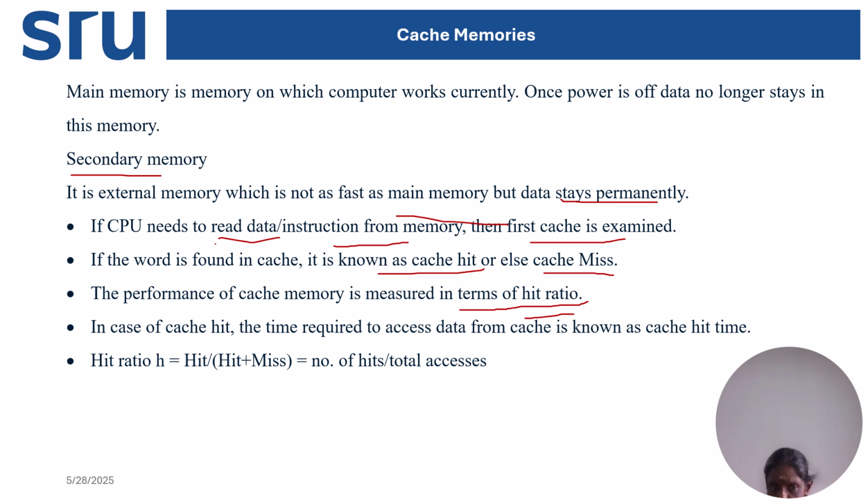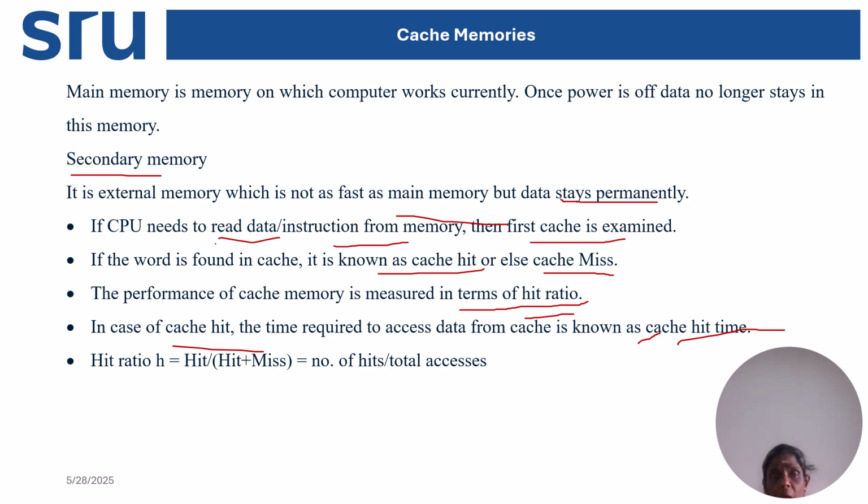In case of a cache hit, the time required to access data from cache is known as cache hit time. So automatically the cache hit time will be very less, very little time for accessing the data from cache.